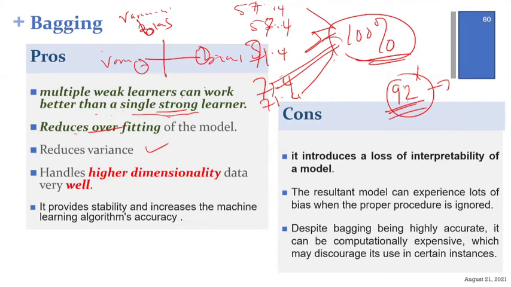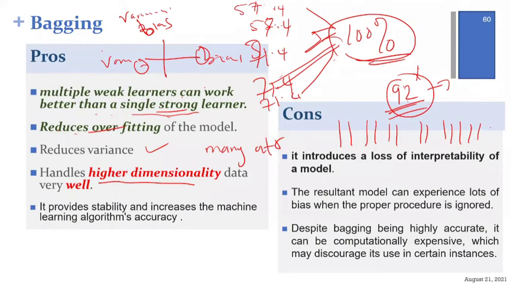It handles higher dimensionality data very well. When your data has higher dimension, it means we have many attributes, many columns, say 500 columns. This is called higher dimension. So you just use different combinations of these columns to train different base learners. Now continue. We said that it provides stability and increases the machine learning algorithm accuracy. That's another advantage of bagging.